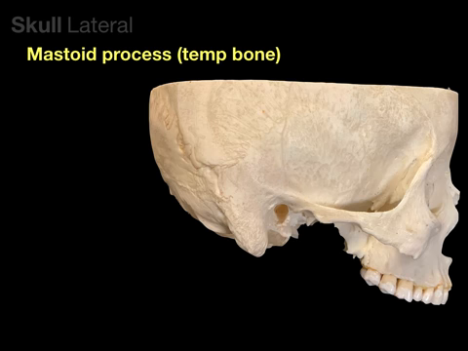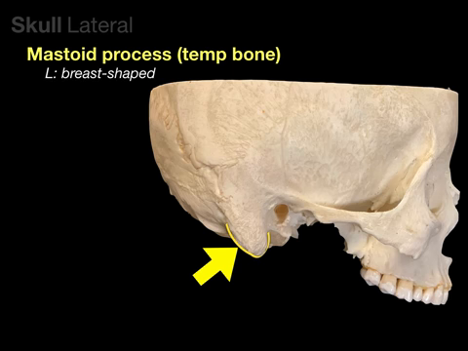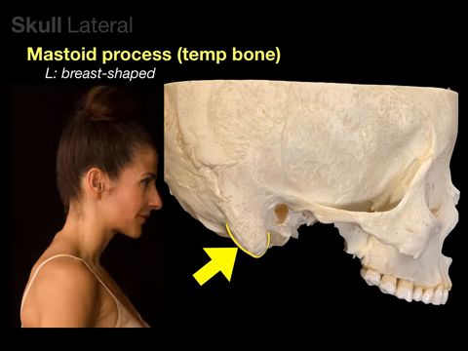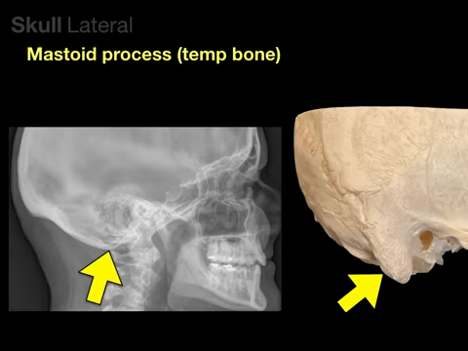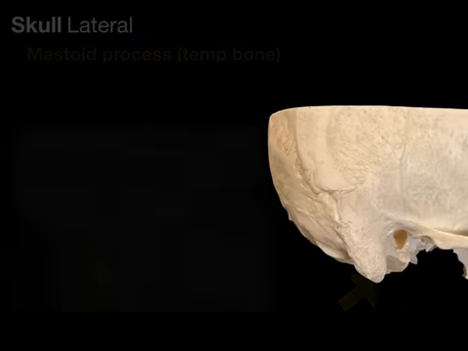Now, the mastoid process of the temporal bone is located right there, and the word mastoid is Latin for breast shaped. Think mastectomy. There is that mastoid process of the temporal bone, and outlined there is our sternocleidomastoid muscle, and the mastoid process is its insertion. In this lateral view x-ray, there is that mastoid process, but within it are these mastoid air cells, which are a sponge-like formation of bone that communicates with our middle ear.